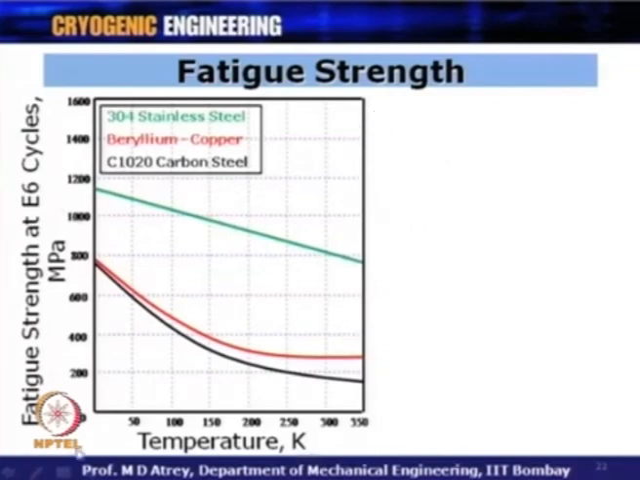Here again you can see a curve. On the y-axis, we have plotted fatigue strength at 10 to the power 6 cycles, while on the x-axis we have plotted temperature. This is room temperature at 300 Kelvin, and this is where you move towards the cryogenic temperature range, as you have seen earlier in the yield strength and ultimate strength variation. Again, you can see that as the temperature gets lower, the fatigue strength increases. These are the materials: stainless steel, beryllium copper, and carbon steel. In all these three cases, at lower temperature, the fatigue strength shows an increase.